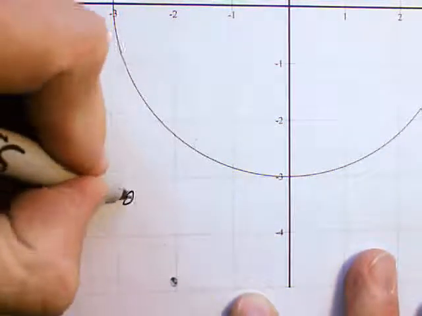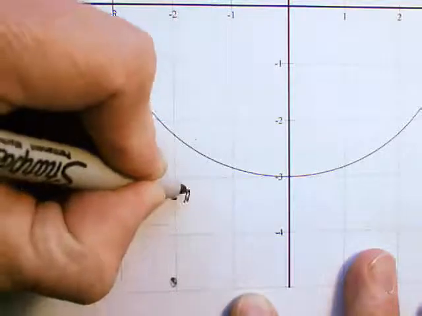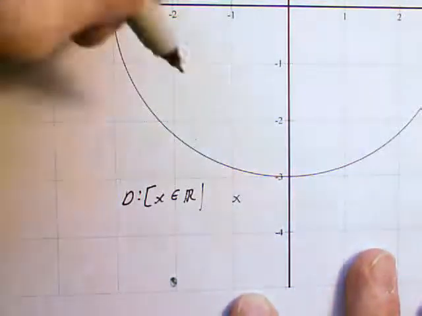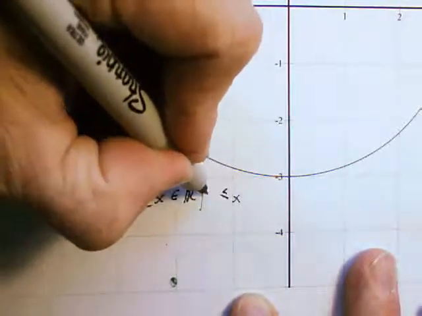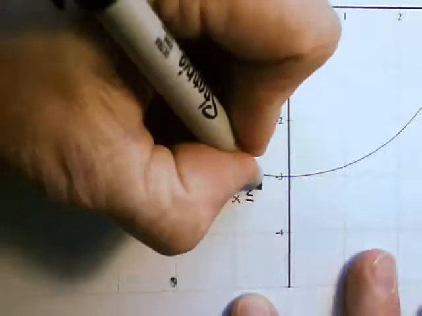My domain will be x is an element of R such that x is greater than or equal to -3, less than or equal to 3.